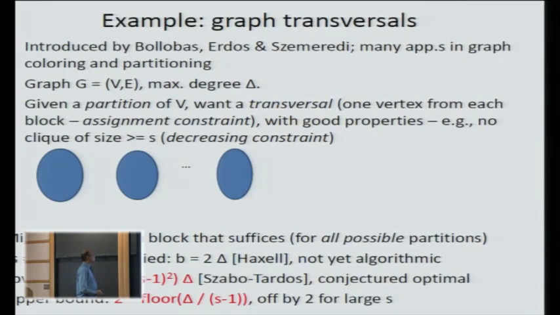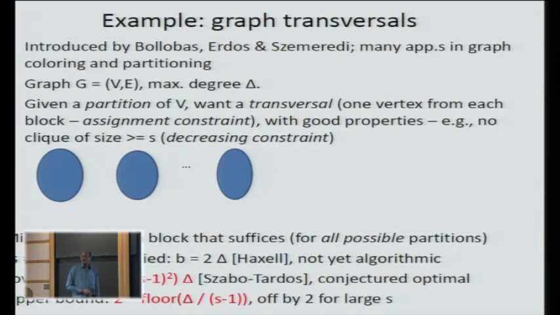The main question is, what is the minimum size b, such that no matter what the adversary does, you can always construct such a good transversal? Like I said, the case s equal to 2 is very well studied. There is a very interesting open problem here. Noga Alon, using the local lemma, showed that b equals 2e times delta suffices. And Haxell showed non-constructively that in fact it's enough if each block is of size at least 2 delta, you can always find an independent transversal.